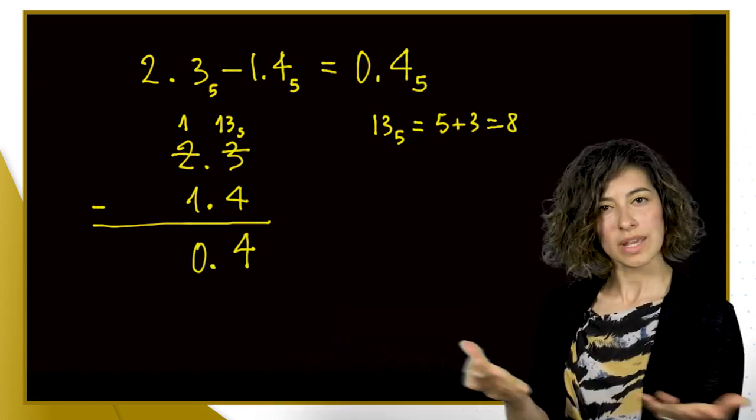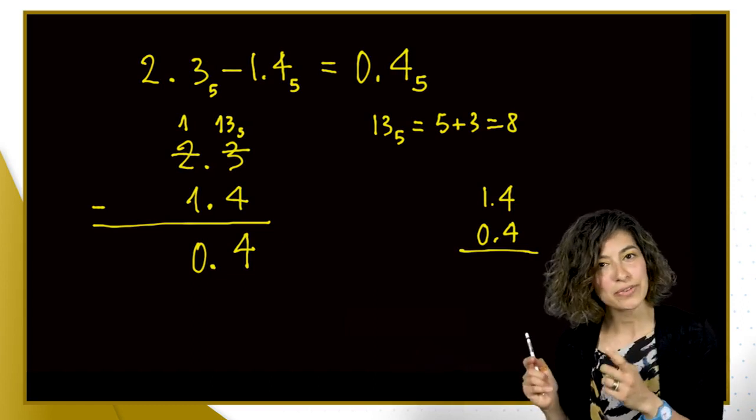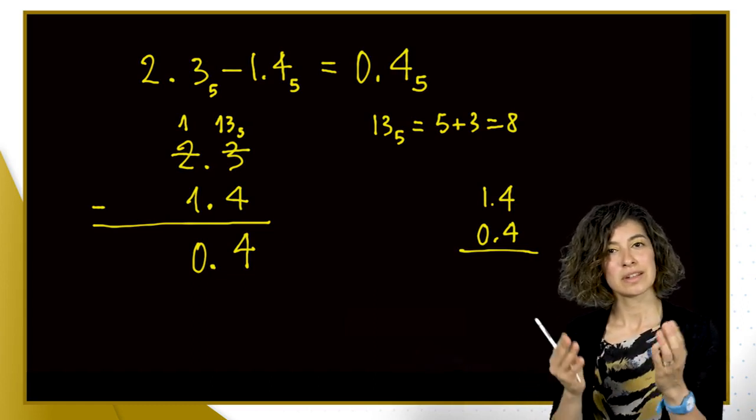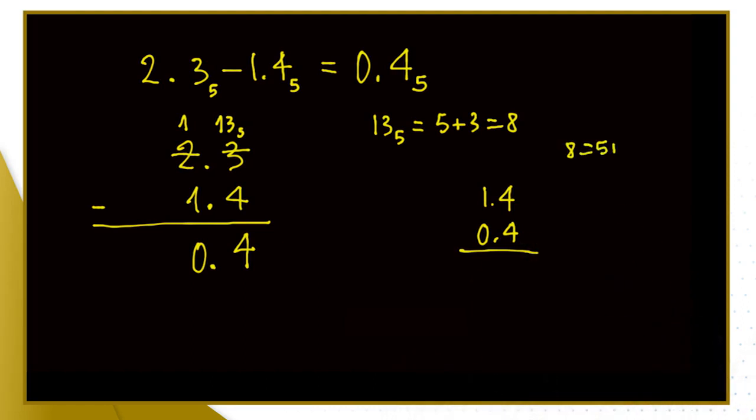Does that work? We can always check. Let's add them up. If we do 1.4 add 0.4, what do we get? 4 plus 4 is 8, but 8 in base 5 is going to have to be written using the help of 5 plus 3. So 8 is 5 plus 3 like we did earlier, and that means it's going to be a 1 on the place value of 5 and a 3 on the place value of 1. So I write the 3 here and the 1 on top, and now I add the 1 with the 1, which is a 2.